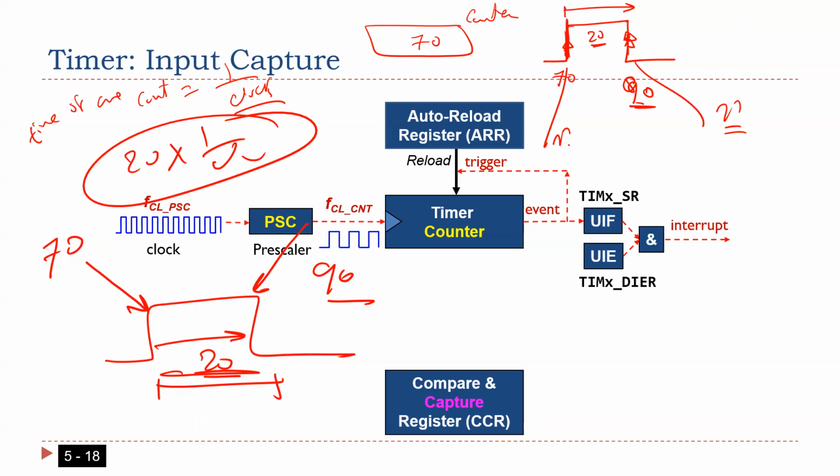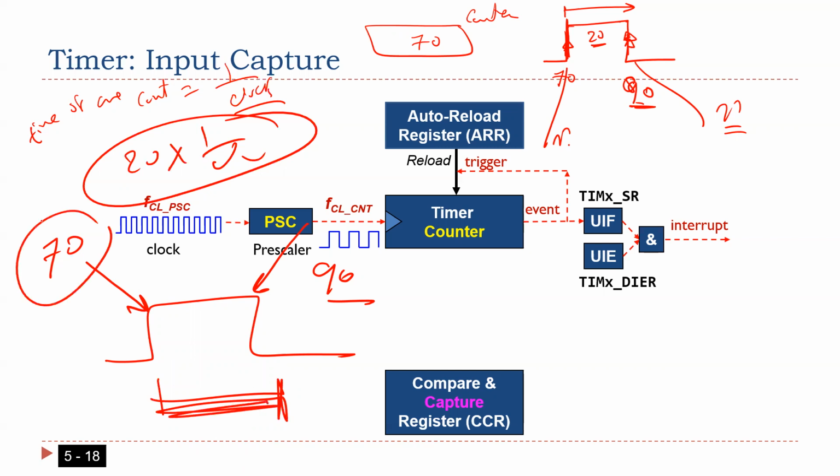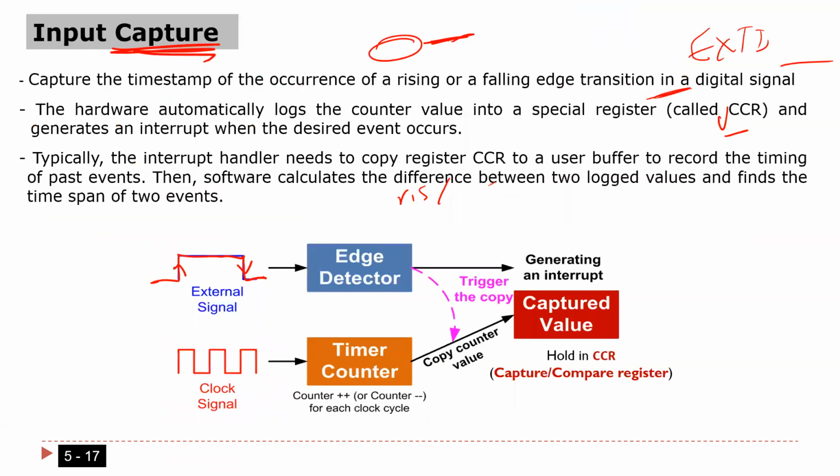Okay, guys? So this is the main idea. In order to measure the time from here to here, I need to know what was the count here and what is the count here, because the counter is running independently. So it's going to be running. So how does this happen? This is exactly what input capture is doing.